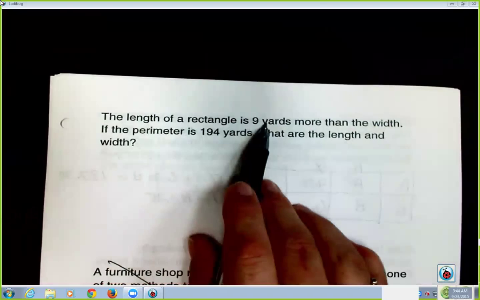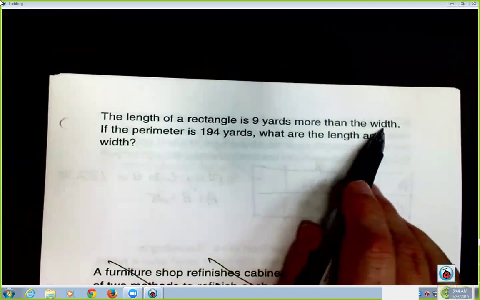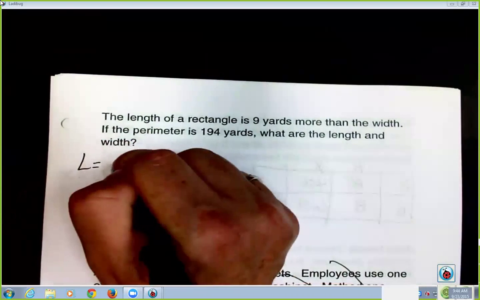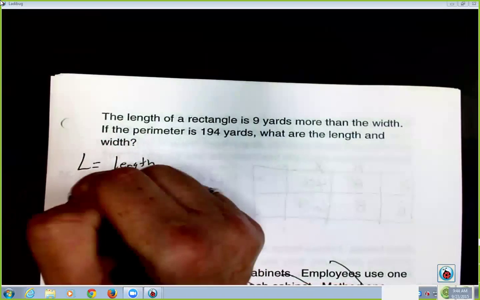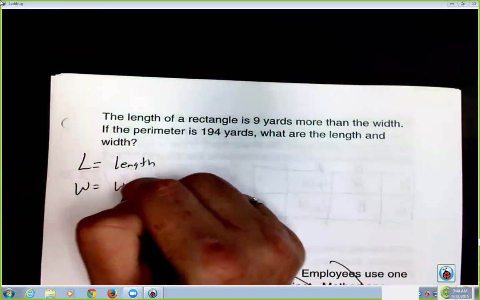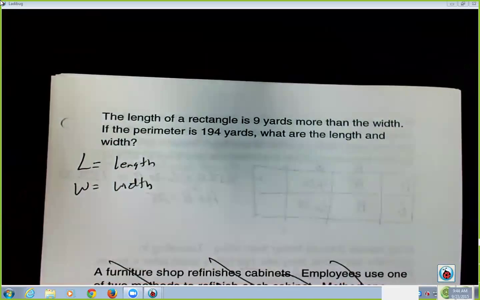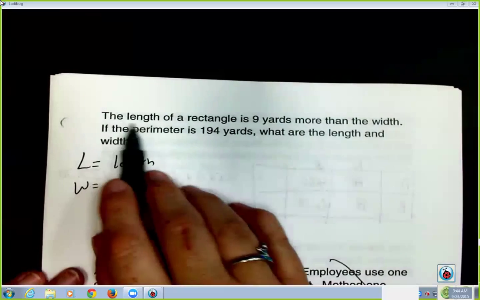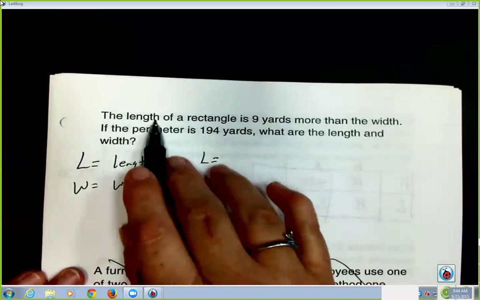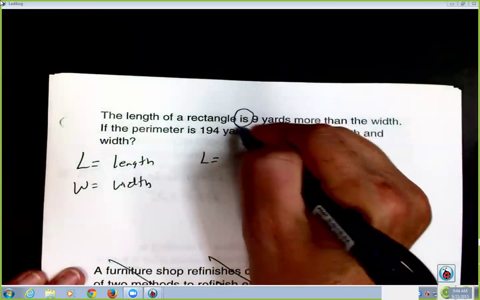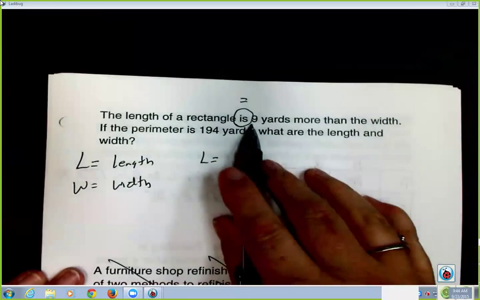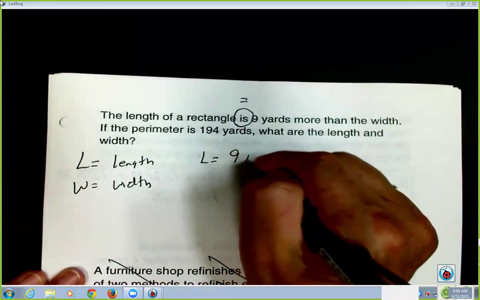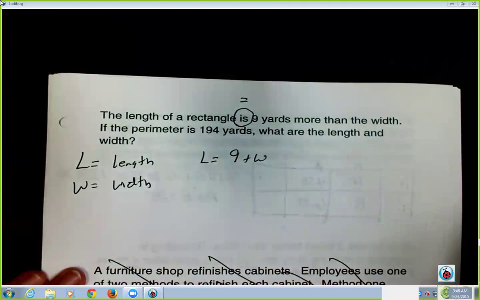It says the length of a rectangle is 9 yards more than the width. So length, width. So what happens with these two? The length, so L of a rectangle is, keyword is means equals, 9 yards more than the width. So 9 plus W. So we got that piece.